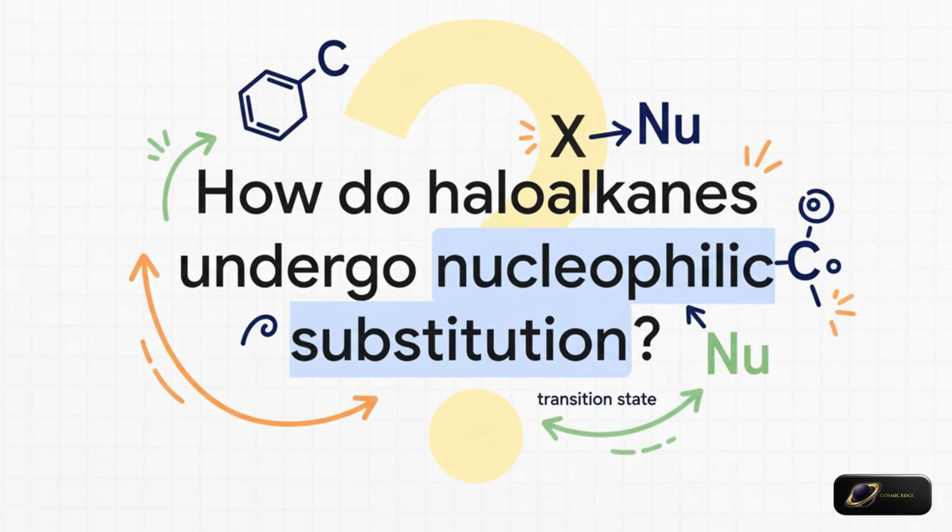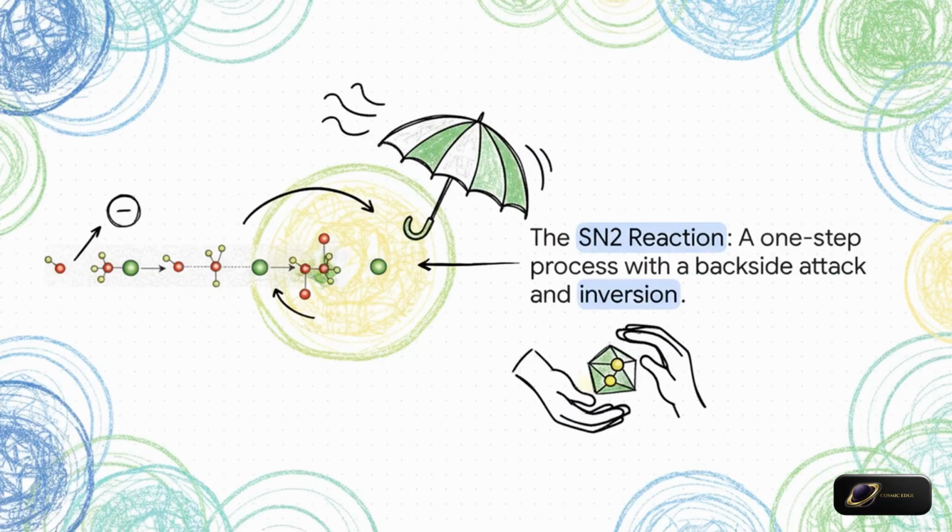Does the old one just leave first, or does the new one come in and physically push the old one out? The answer to that question defines the entire reaction. First in the ring, we have the SN2 reaction. That 2 means bimolecular, because the speed of the reaction depends on two things, the haloalkane and whatever is attacking it. It all happens in one smooth, coordinated step.